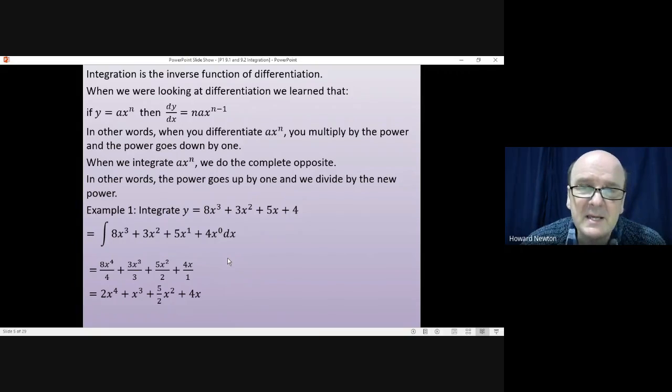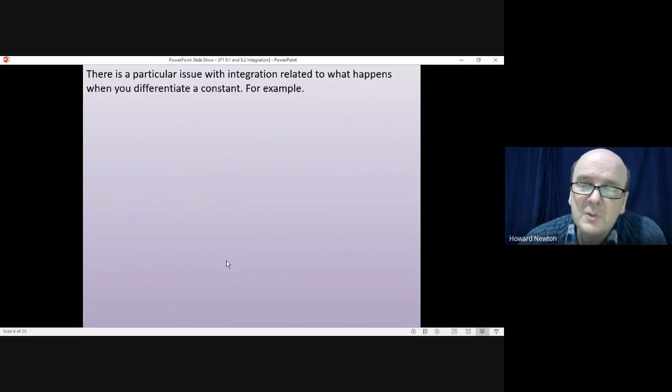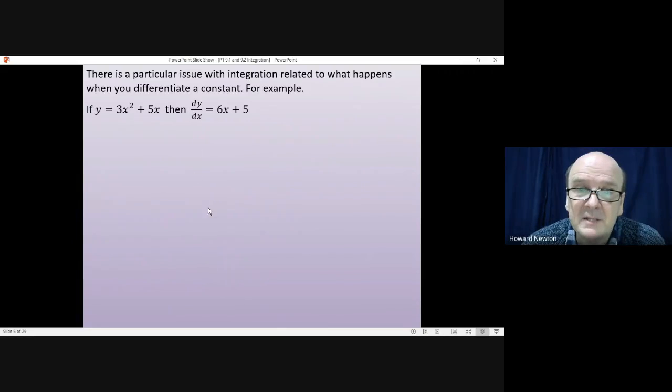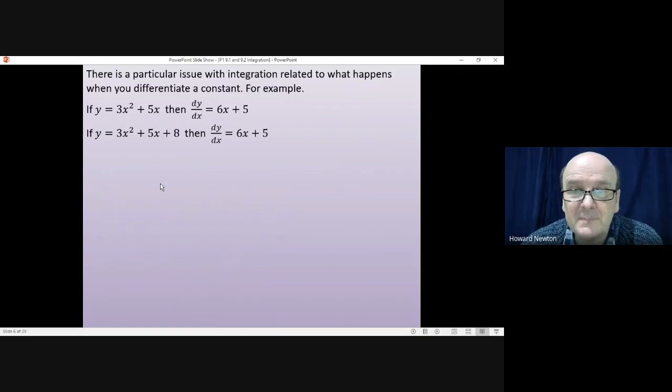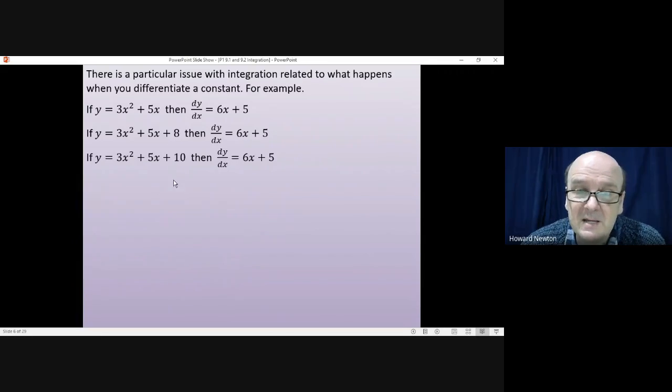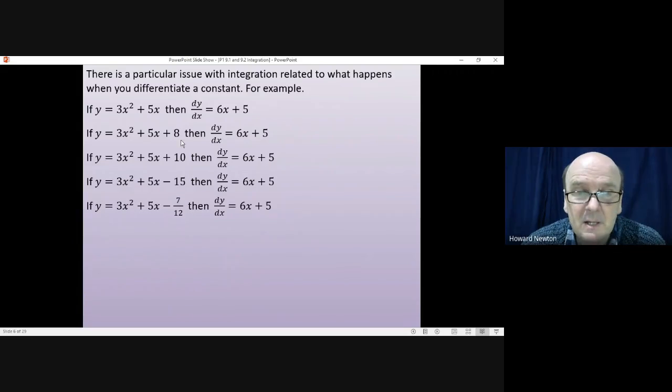Now, there is a particular issue with integration, which is related to what happens when you differentiate a constant. For example, if you had y equals 3x squared plus 5x, if I differentiate that, I get 6x plus 5. But equally, if I had 3x squared plus 5x plus 8, when I differentiate it, I get the same thing, because the differential of 8 is 0. Or if I changed it to 10, the differential of 10 is 0. It doesn't matter what the number is. If I've got any number added on, when I differentiate it, the number will vanish.